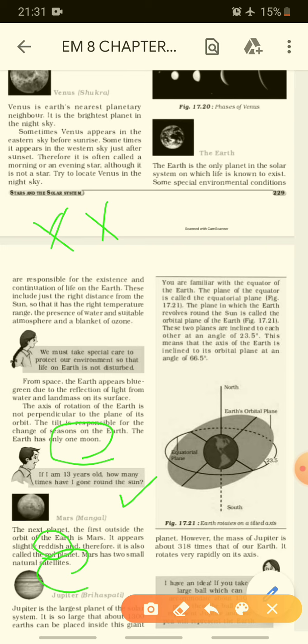Here a point is given about the earth, how the earth rotates on its tilted axis. See how it is seen tilted. Can you see the orbital plane, here the equatorial plane is given, here the north direction, south direction, and our earth is in between, and how it is rotating or revolving at a tilted axis.